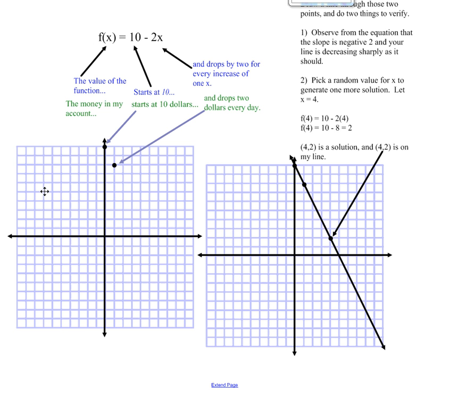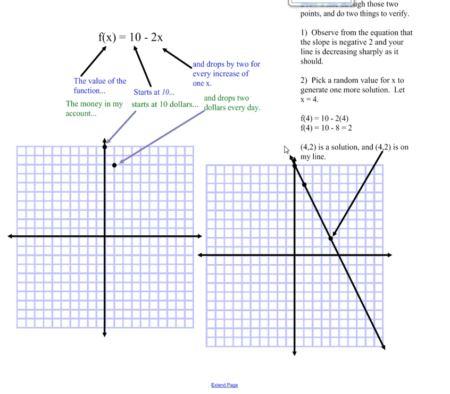So if you're going to graph a line, we can actually start by looking at the equation and trying to imagine what the line's going to look like. We could also put it in context, as you can see in green here. So here I start at $10. So when x is 0, we have $10. Every day, we lose $2. So a day later, I'm at $8.